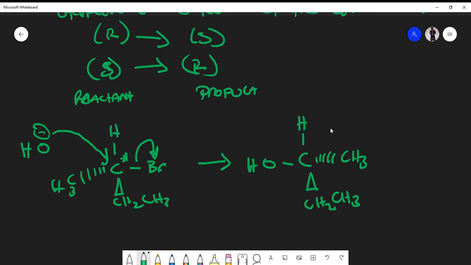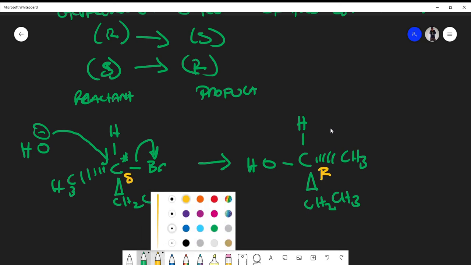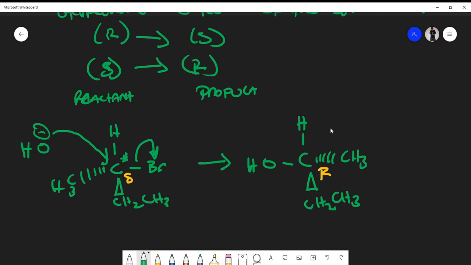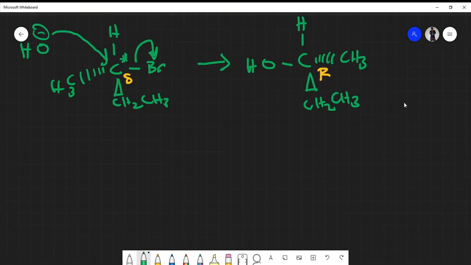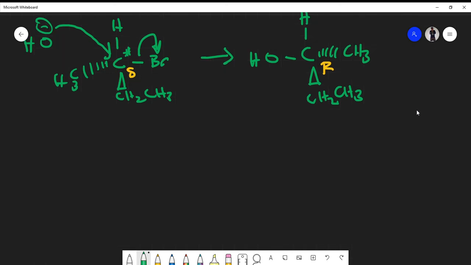Now, I'm not going to go through this, but if you do your rules, you'll actually see that the chiral center for this is actually an S, where the product is an R. Right? So that's what I mean, that if stereochemistry is shown, you need to know that chiral centers switch. And you must keep that in mind when we're dealing with stereochemistry with SN2 reactions.